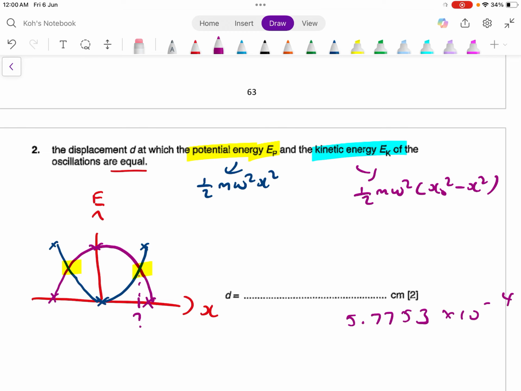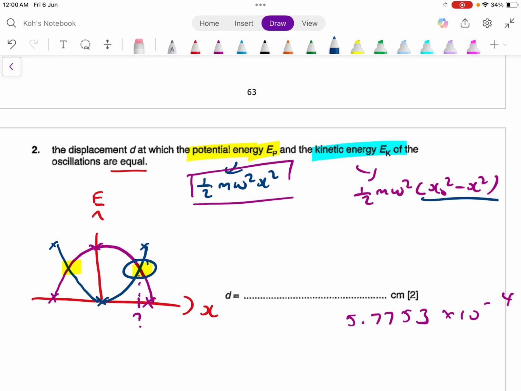That's where you need to write down the equations. For PE, the general equation is half m omega square x square, where x is the displacement from the equilibrium. For the kinetic energy, the formula will be half m omega square, and then of course x naught square minus x square. So this is the general formula. You equate them together. It's like using your maths: you want to find the intersection between two curves or two graphs, so you put their equations together, then you solve for x.